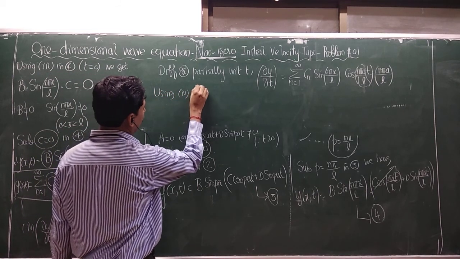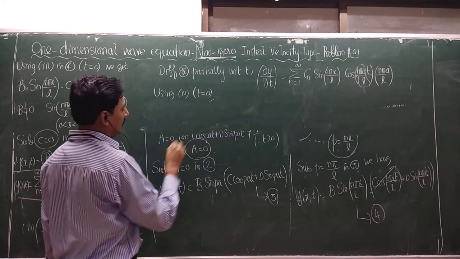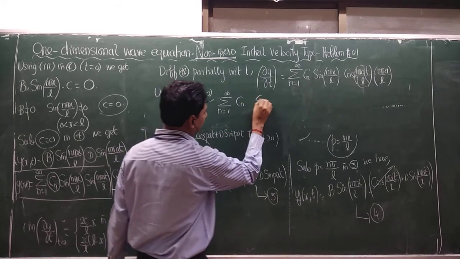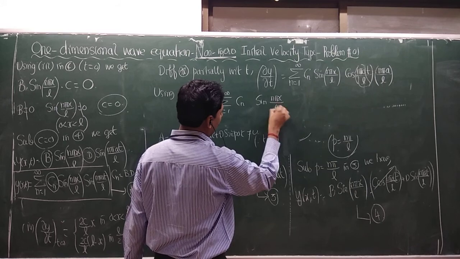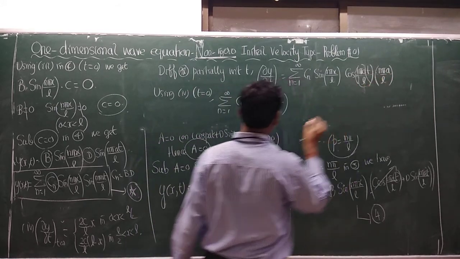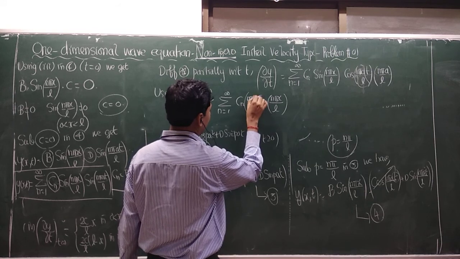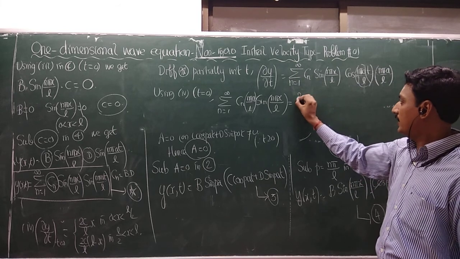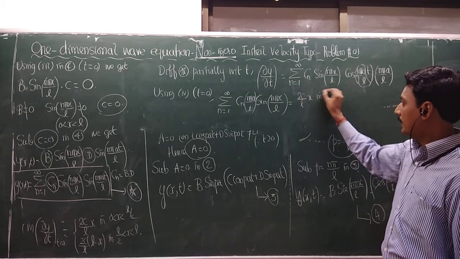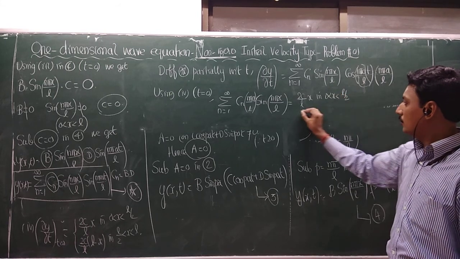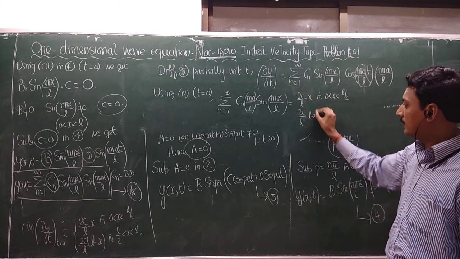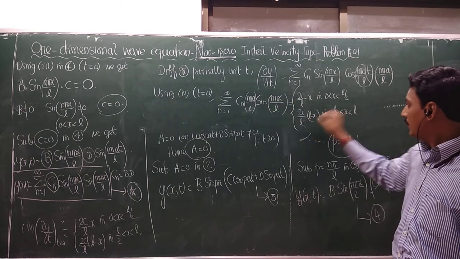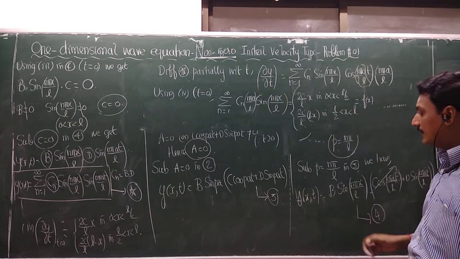Using condition number 4 in the above equation by putting t equal to 0, we get sigma n equal to 1 to infinity Cn into sin n pi x by L. What about cos 0? Cos 0 is 1. So n pi a by L. I can combine this with Cn: Cn n pi a by L is equal to what is given now. The given is 2c by L into x in 0 less than x less than L by 2, and 2c by L into L minus x in L by 2 less than x less than L. So this is my given velocity f of x.